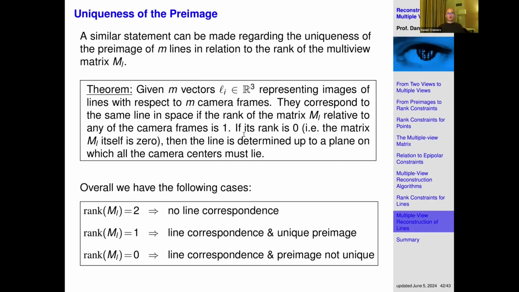And if the rank is 0, then we have a pre-image, but it is determined only up to a plane on which all the camera centers must lie. And so overall, we have these 3 cases. The rank of this matrix has 3 possibilities: it can have rank 2, rank 1, or rank 0. In the case of rank 2, we have no line correspondence, meaning there is no meaningful reconstruction. In the case of rank 1, we have a correspondence and a unique pre-image, i.e. a unique reconstruction. And in the case of rank 0, meaning the matrix ML itself is 0, we have line correspondence, but the pre-image is not unique, meaning there are multiple conceivable reconstructions.